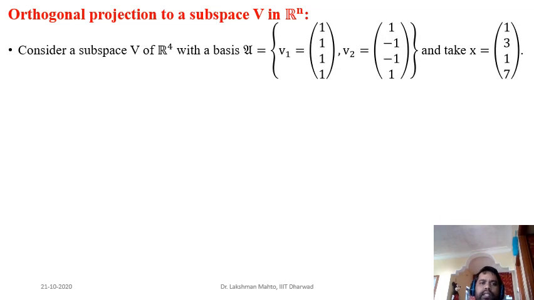So here the question is that we are taking a subspace of the 4-dimensional Euclidean space R4, and this subspace has one basis A, where the first basis element is 1 1 1 1, and the second basis element is 1 minus 1 minus 1 1. So tell me whether these two are orthonormal vectors.